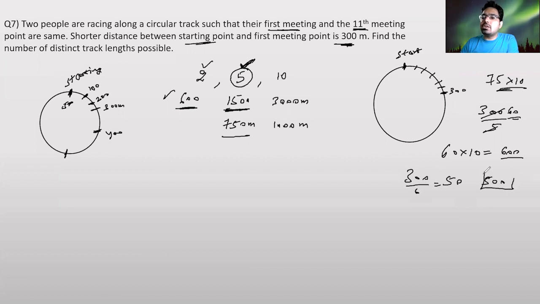Now this is not possible. Why is this not possible? Because the total length is 500. Then no point can have the shortest distance as 300, because that's not possible. The other side will become shorter than 300. So you can't call 300 your shorter distance, and hence no further division will be acceptable. So how many distinct track lengths are possible? 5 distinct track lengths are possible. A bit of hit and trial, but I think that's the best way to look at the entire thing, right?